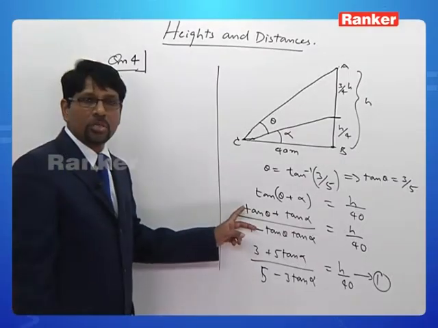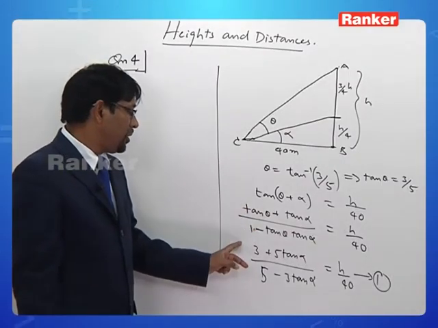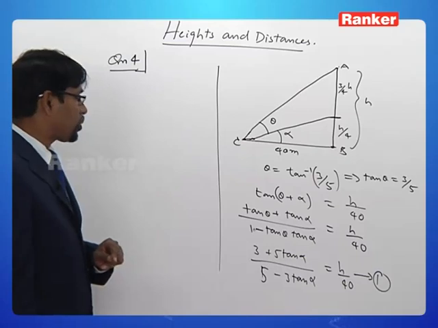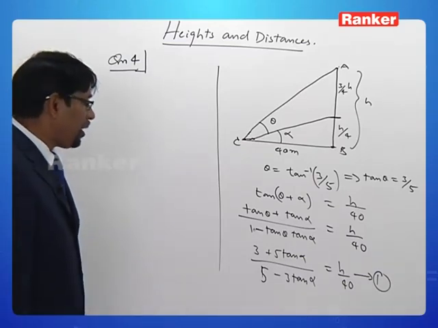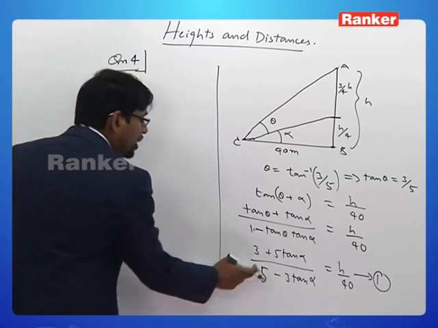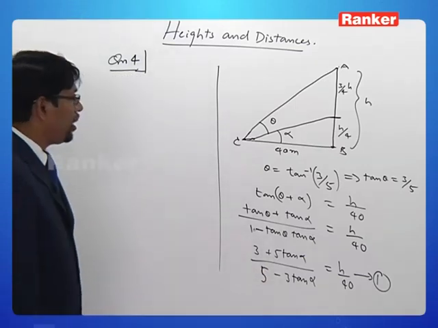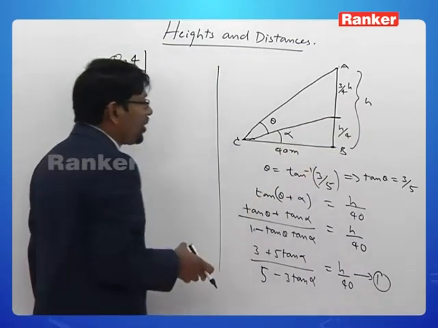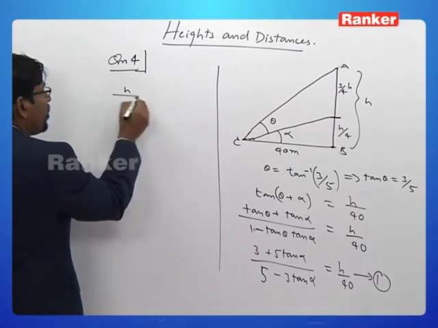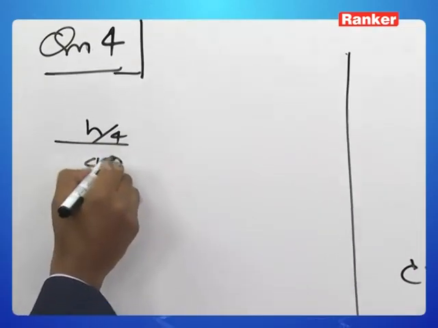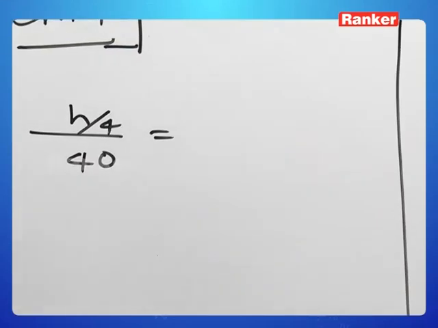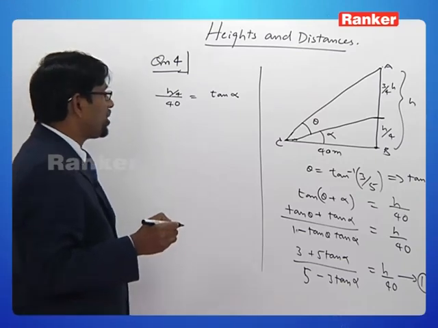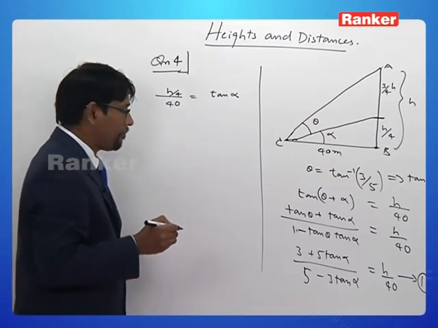What I have done was I have substituted tan theta equal to 3 by 5 and took the LCM and then simplified. So, that came out to be 3 plus 5 tan alpha by 5 minus 3 tan alpha, and that is equal to h by 40. What else can we use? This again, h by 4 by 40 is equal to your tan alpha here.